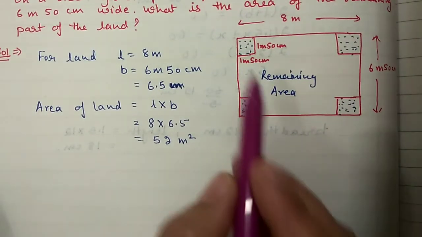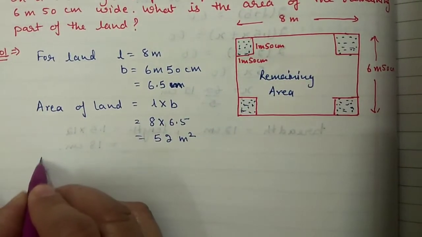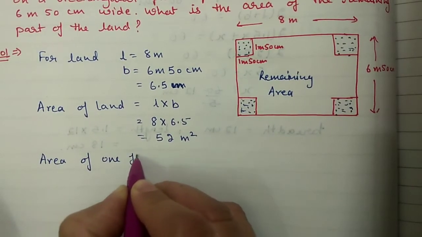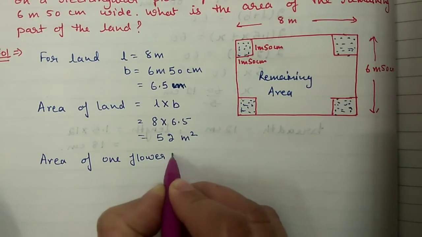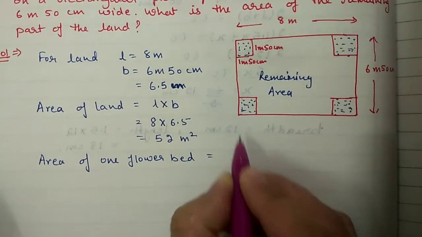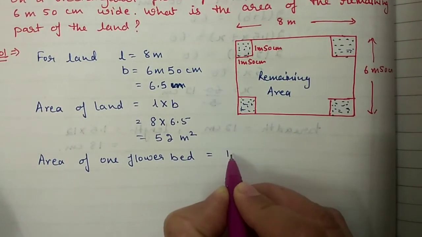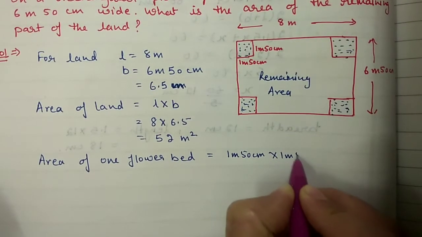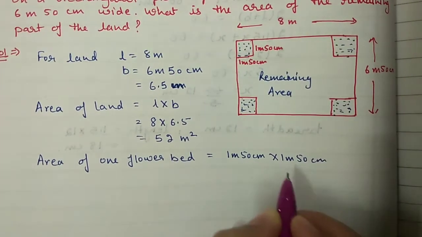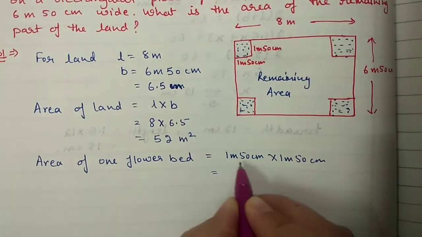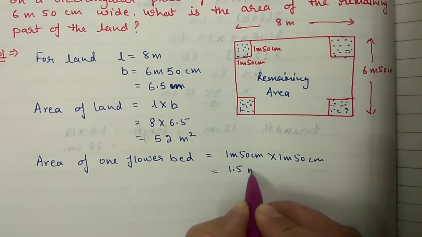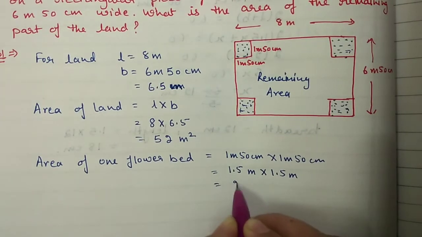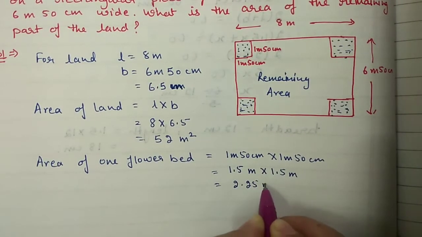Now we will find out the area for one flower bed. That is 1 meter 50 centimeter into 1 meter 50 centimeter. So this 1 meter 50 centimeter also we can change into meter. So we can write it as 1.5 meter into 1.5 meter. So you will get here 2.25 meter square.